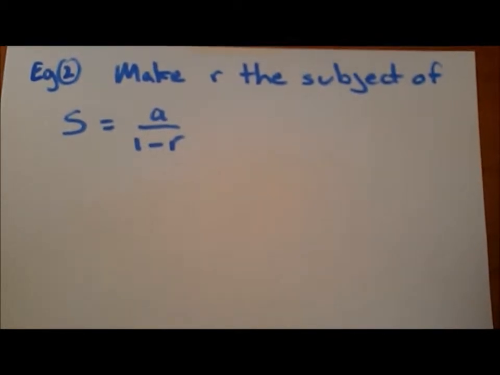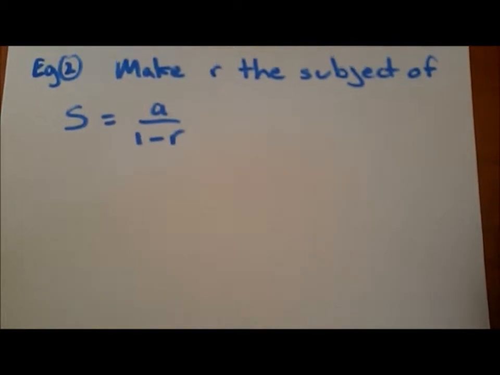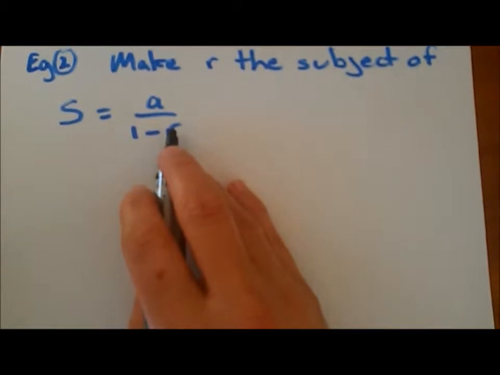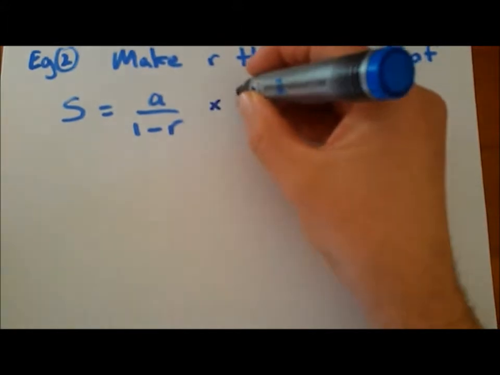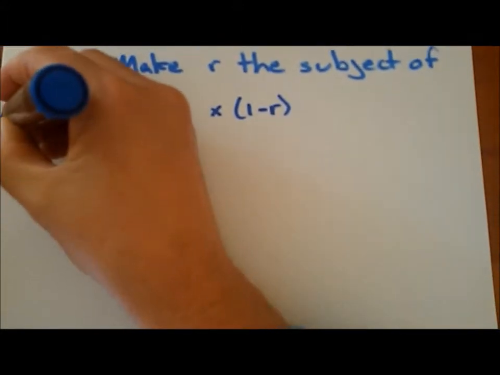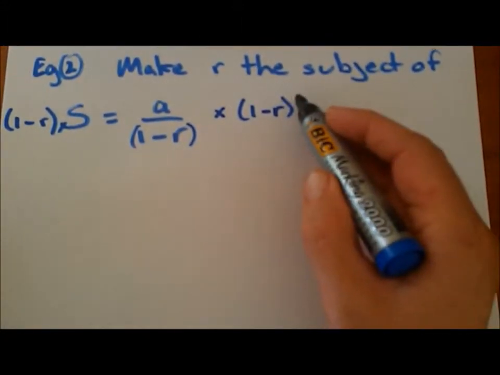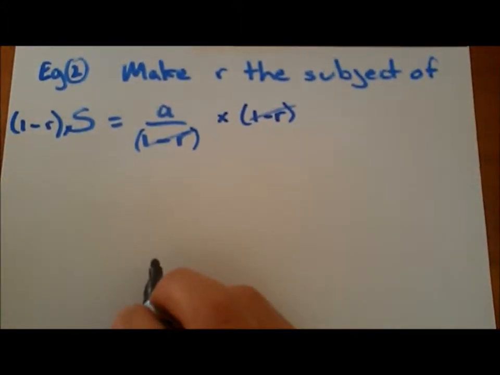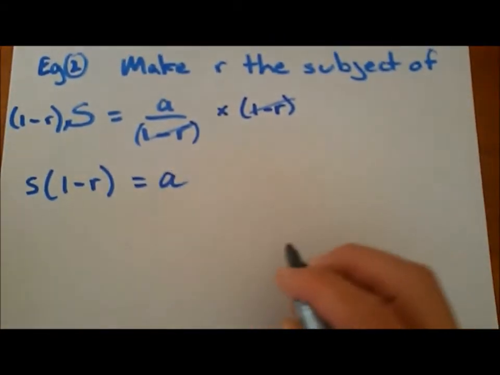Alright, here's a second example, making r the subject of s equals a over 1 minus r. This one's a little bit trickier. I've got this s equals a over 1 minus r. My r's on the denominator. First thing I want to do is get this to the numerator. So I want to multiply both sides by what's on the denominator. I'm going to put grouping symbols around them to remind me that I have to multiply by that. Times both sides by that. So here we go. This and this I can cancel because they're connected by this multiplication. And so I get s lots of 1 minus r is equal to a.